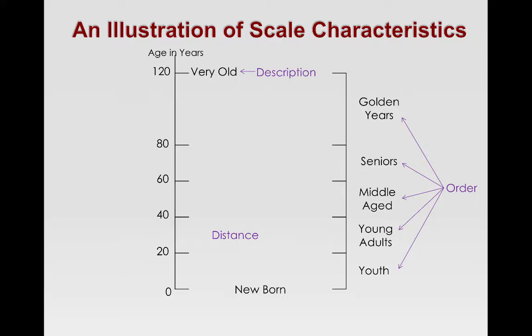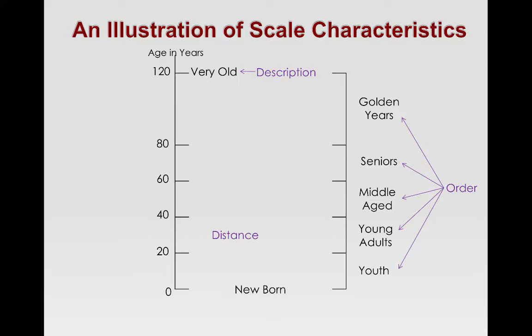Order means the relative size or positions of the descriptors. Order is denoted by descriptors such as greater than, less than, and equal to. For example, seniors are older than young adults.